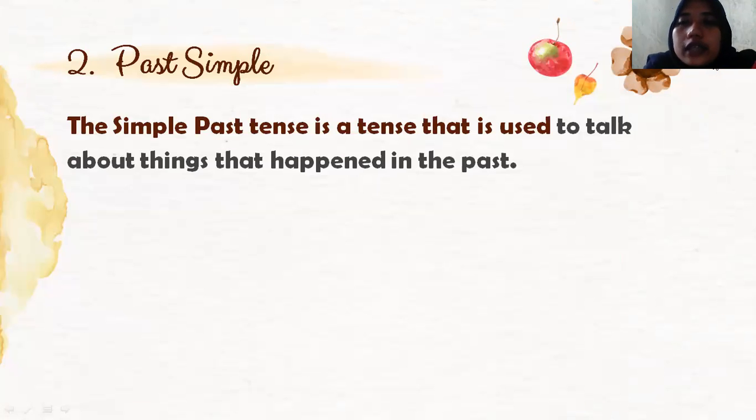Next, I want to explain the definition of past simple. The simple past tense is a tense that is used to talk about things that happened in the past. Just remind about this, don't forget the meaning: the simple past tense is a tense that is used to talk about things that happened in the past.